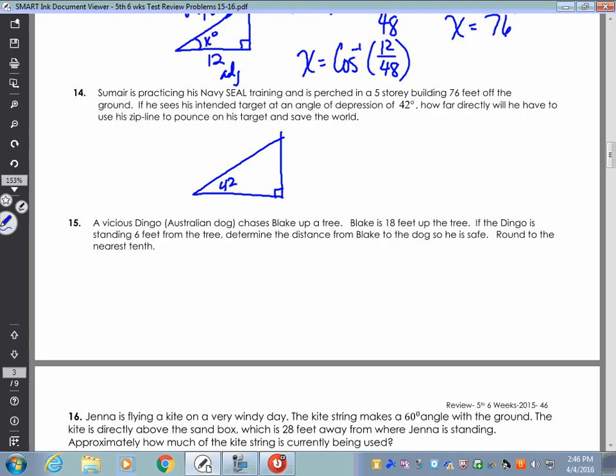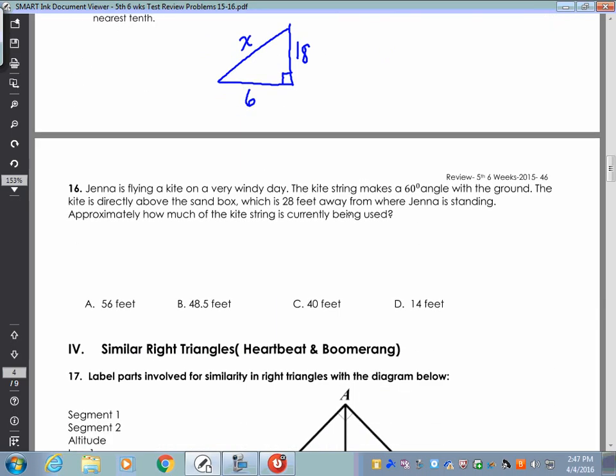We have 32. We should have 76 feet as the height. And we're trying to find the zip line, that's the x. So see if you can set that one up. This one is not trig, but it's still a right triangle. We have 18 feet up, so that's the vertical. 6 feet from the tree, that's the base. Trying to find that distance, the hypotenuse.